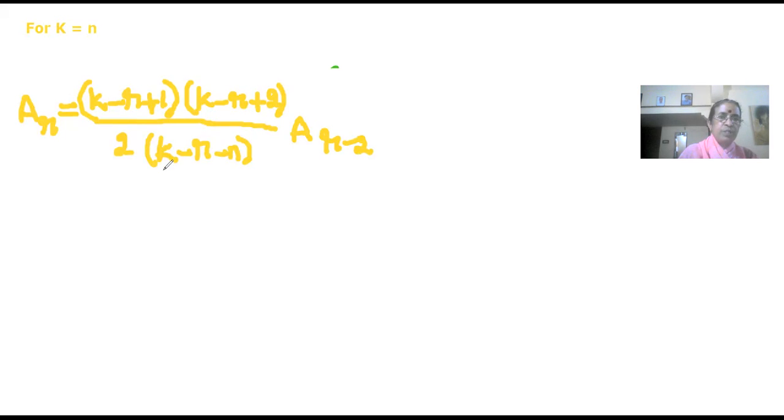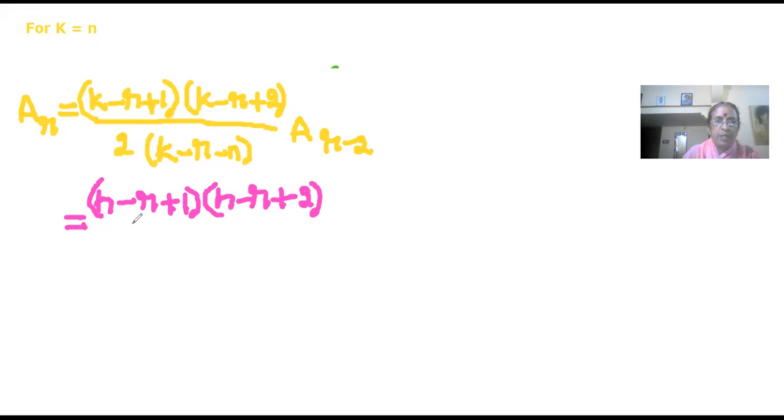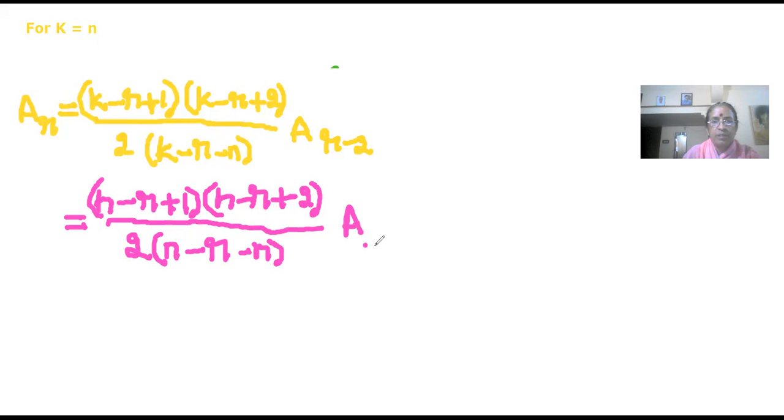When K equal to N, so put K equal to N here, then this becomes, instead of K, I'm going to write N minus R plus 1 into, instead of K, N minus R plus 2, whole divided by 2 into, this becomes N minus R minus N, times A R minus 2.